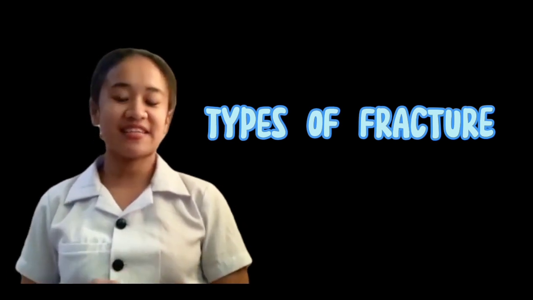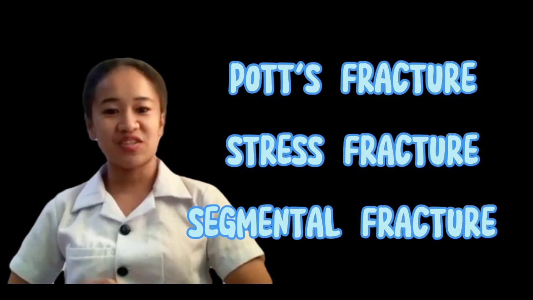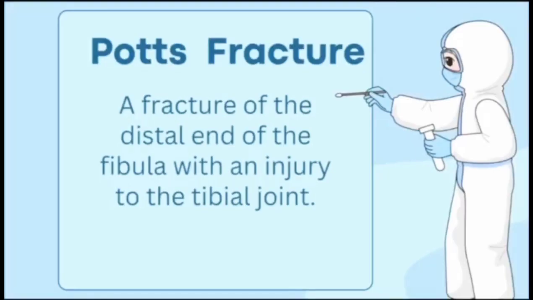I will be discussing three types of fracture: Pott's fracture, stress fracture, and segmental fracture. We will start with Pott's fracture, a fracture of the distal end of the fibula with an injury to the tibial joint. It is a type of broken ankle involving either of the bony parts of the ankle called the malleolus. So, when we say Pott's fracture, it is located in our ankle joint.